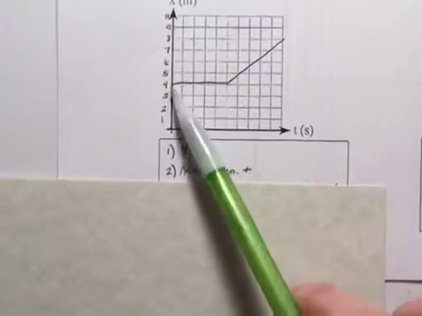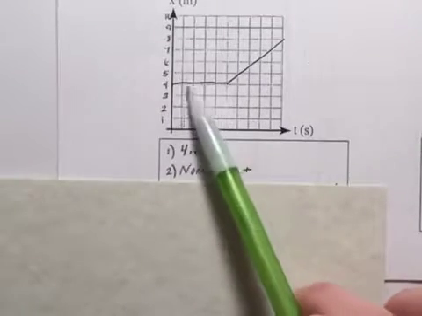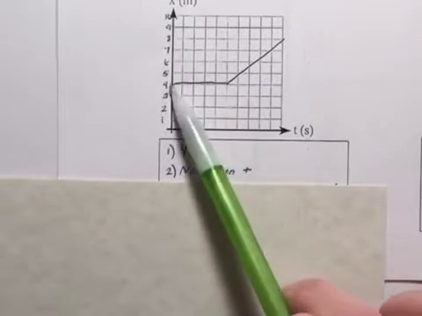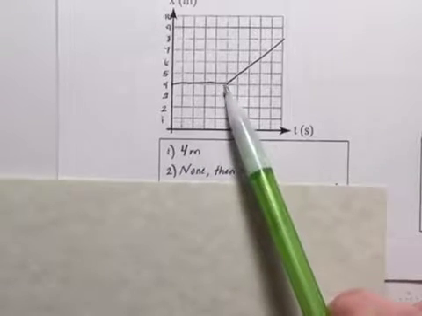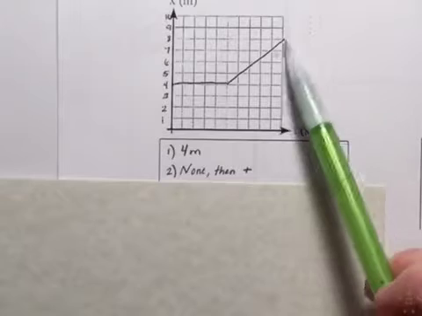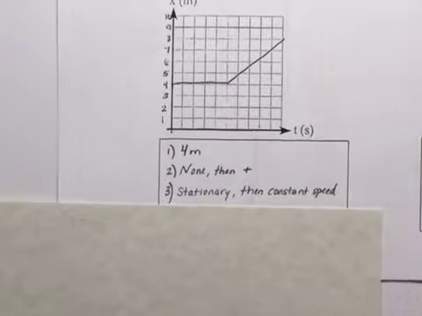So if this is true, you have no direction and your position is staying the same. In other words, your line is flat. That means that the object is not moving. And then a straight line, we have constant speed. So stationary and then constant speed.